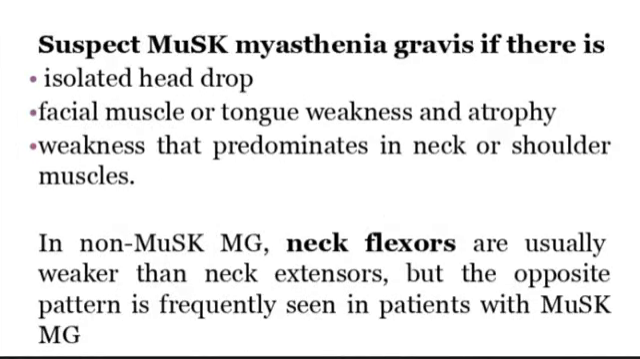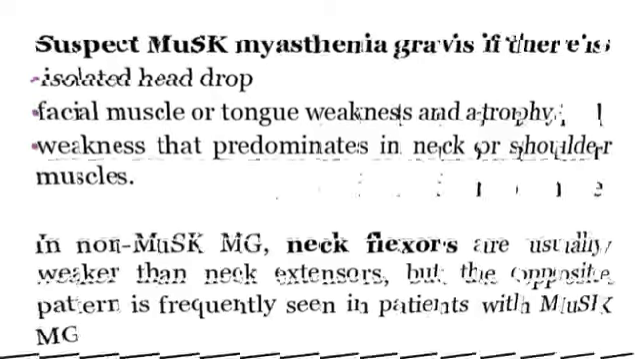Suspect MuSK myasthenia gravis if there is an isolated head drop, facial muscle or tongue weakness and atrophy, or weakness that predominates in the neck or shoulder muscles. In non-MuSK myasthenia gravis, the neck flexors are usually weaker than the neck extensors, but the opposite pattern is frequently seen in patients with MuSK myasthenia gravis.